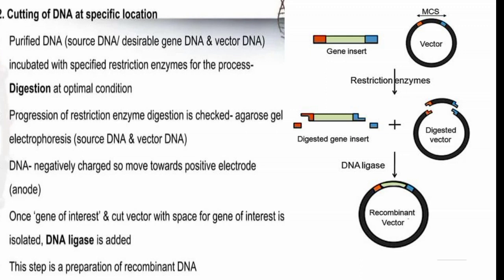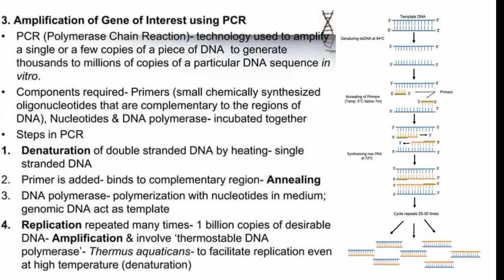This step is the preparation of recombinant DNA, and once I have the recombinant DNA, I will go ahead with PCR, which is polymerase chain reaction. This is a technology to amplify a single or a few copies of a piece of DNA to generate thousands to millions of copies of a particular DNA sequence in vitro. The components responsible will require primers.